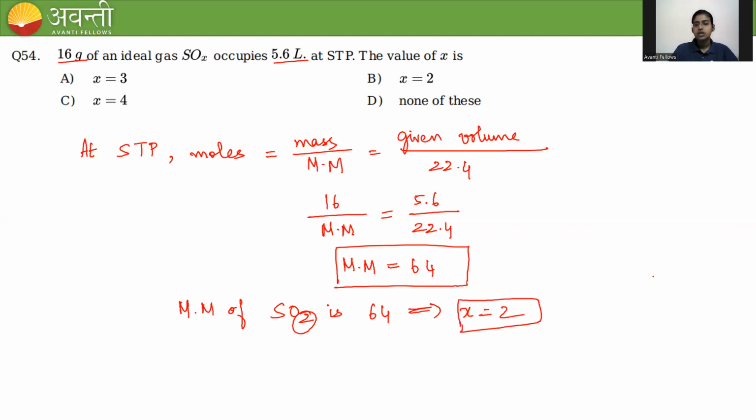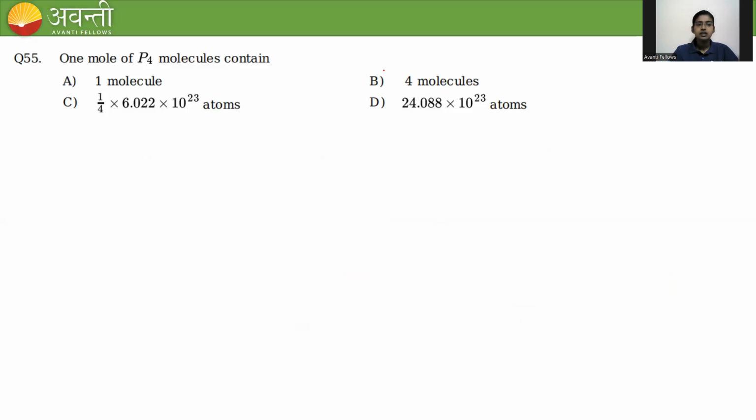Okay. So the atomic mass of sulfur is 32 and for each oxygen it is 16. We have 2 oxygen. So if we add everything, we will get 64. So only if we substitute X value as 2, we are getting this. So the correct answer is option B. X is 2. Okay.